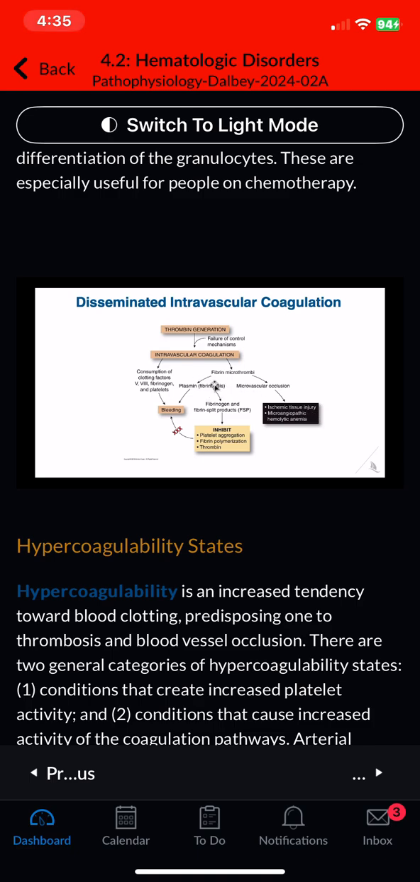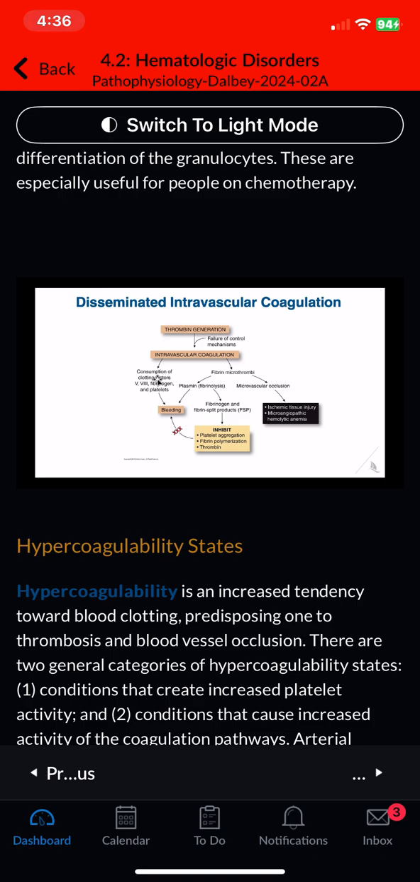At the same time, our anticoagulant or fibrinolysis is activated. So plasmin gets activated. And that's going to inhibit our platelet aggregation, fibrin polymerization, and thrombin. And so those steps then lead to bleeding or hemorrhaging. And also remember, as we are forming clots, at the same time, we're using up our clotting factors and our platelets. So the treatment of disseminated intravascular coagulation is basically supportive.